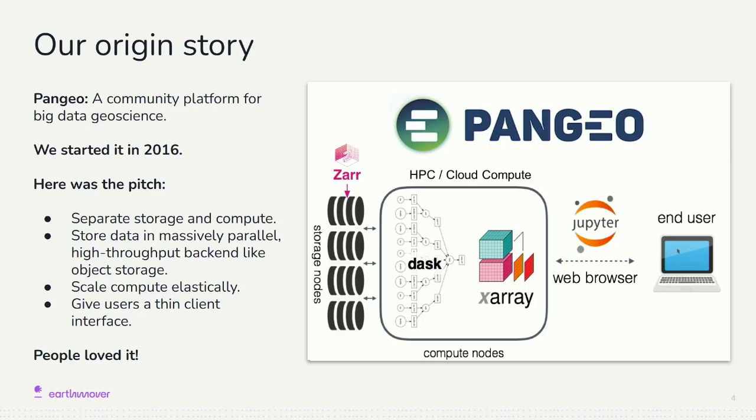I've given this slide, I don't know, 1,000 times already in my life. This went in a proposal to NSF in 2017, and we used it over and over again. But the basic idea was to find a way to separate storage and compute, store data in a parallel backend like object store, scale your compute elastically, and then give users a nice thin client, like Xarray in a Jupyter notebook, to work with that data.